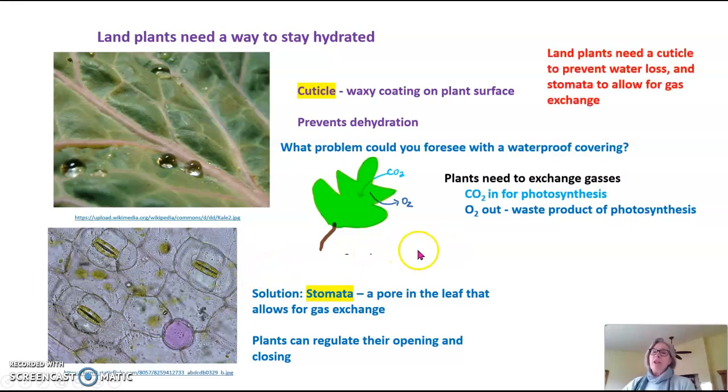So land plants need a cuticle to prevent water loss and stomata to allow for gas exchange. If a plant has a cuticle, it has to have stomata.